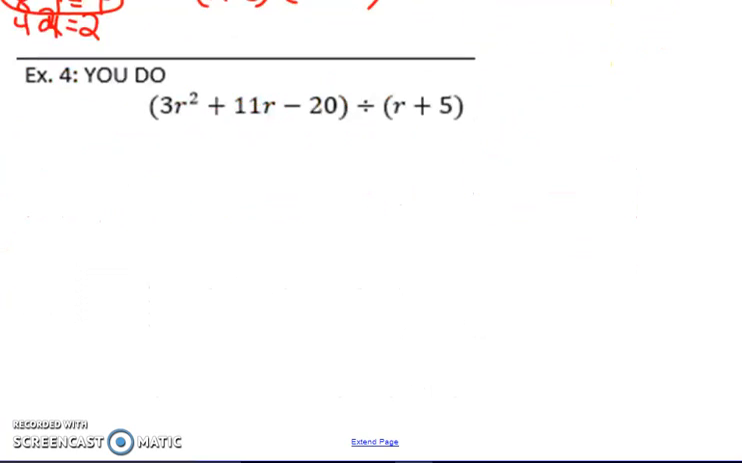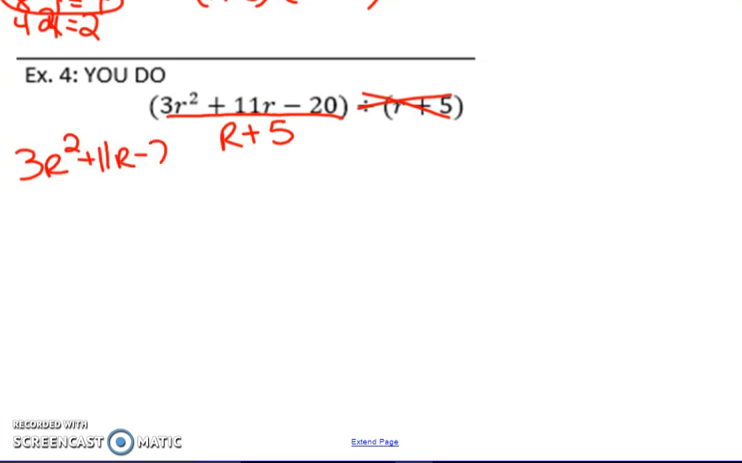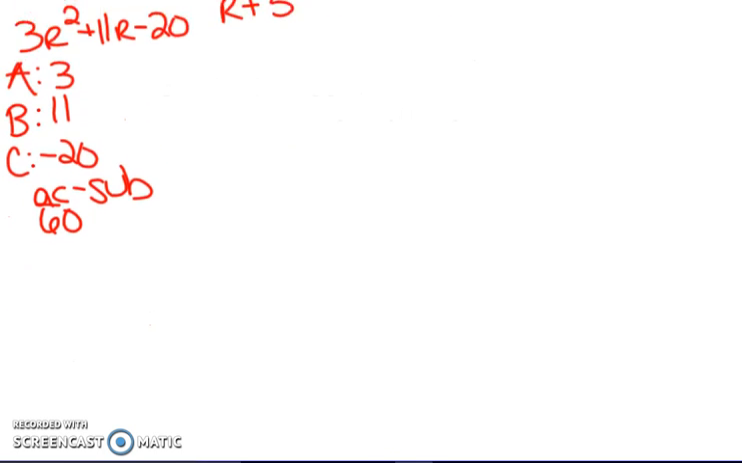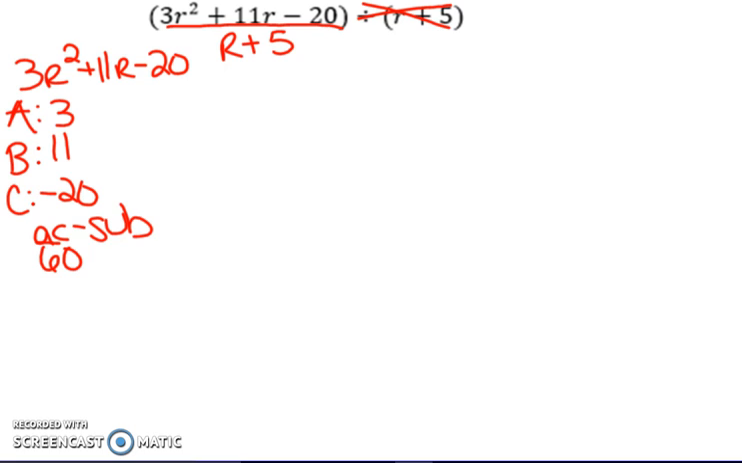If we look, I'm going to turn this into a division problem just so it looks like the other problems we've done. Well, now if we notice, we're in descending order. So now I'm going to work on factoring my quadratic. I have no common factor, so a is 3, b is 11, and c is negative 20. Well, ac is negative, so I need to subtract, and I'm going to have to multiply up to 60.